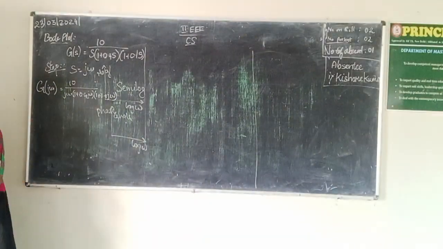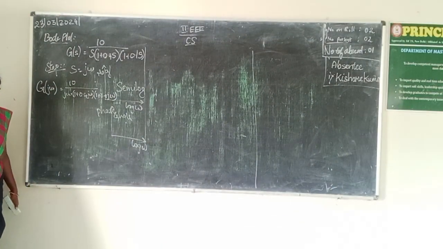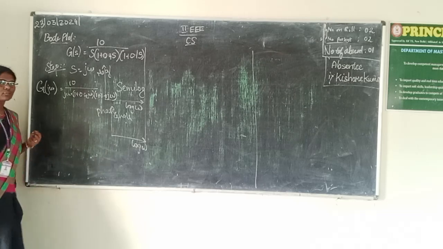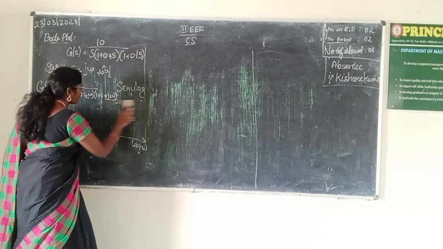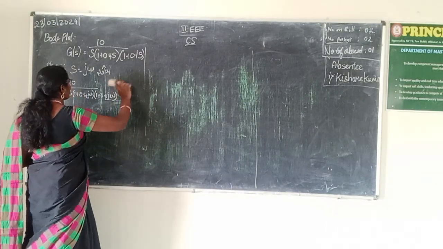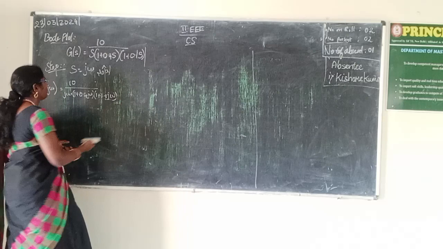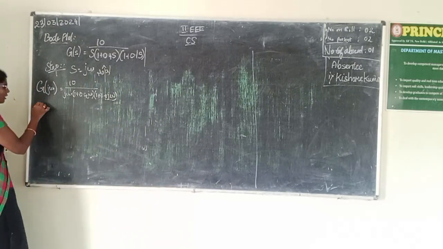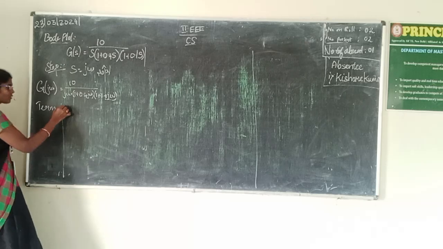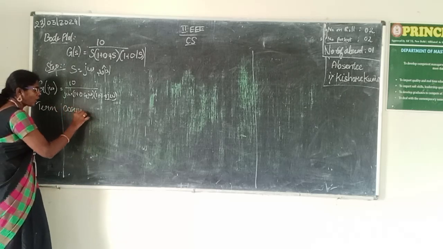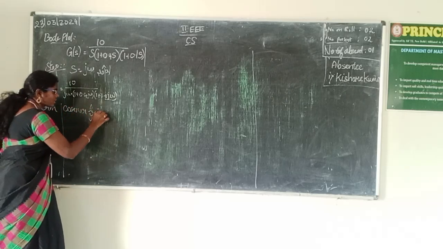Now next, what do we have to do? Next we have to identify the terms, and then find the corner frequencies. What is the formula to find the corner frequency? Go to the first problem which I have taught you: omega C1 is equal to 1 by. So first write down the terms. Next we will be finding out the corner frequency.